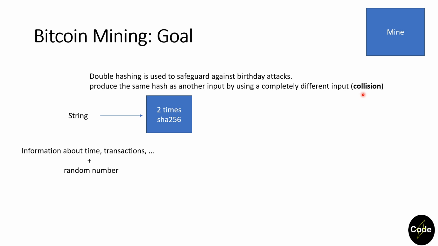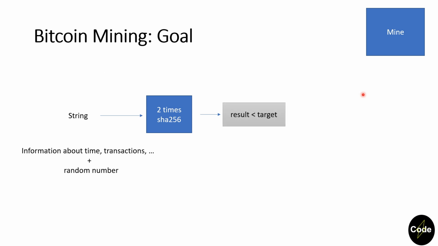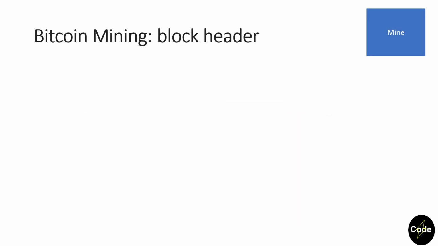After that, we compare the output with some target that the system defines, and if the result is not smaller than the target, we change the random number, which we can manipulate, by increasing it by 1. Actually, nonce comes from the words number once. If the requirement is met, the miner will receive some reward in terms of Bitcoin. Now let's dive deeper into the process of Bitcoin mining.